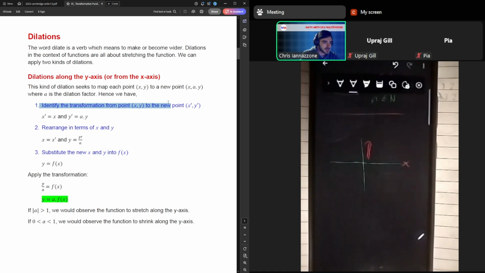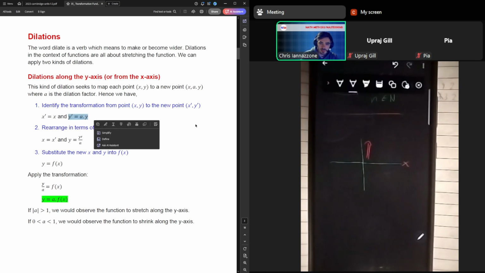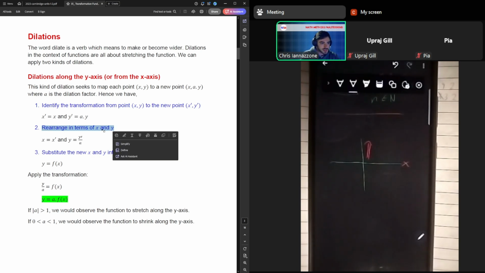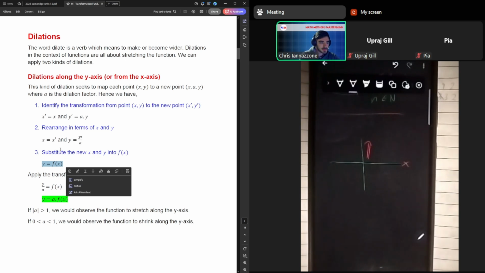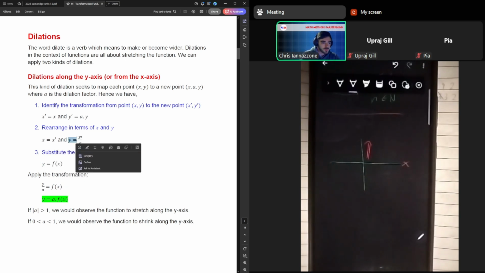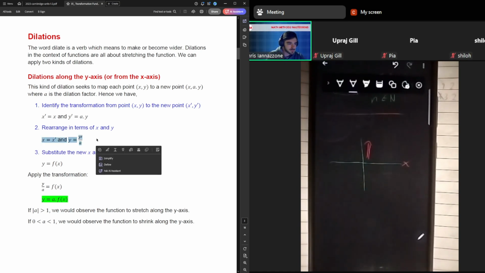So, as far as the steps go, first things first, you want to identify what your transformation is. The new x dash is going to be the old x, because it's just a transformation on the y so far. And the y dash, the new y, is going to be a times y. From there, you want to rearrange to get in terms of the original x and y. And the reason why is because you're going to try and sub it into the function, whatever that function happens to be, and your function is in terms of x and y, not x dash y dash. So just a quick rearranging there, nothing too crazy.